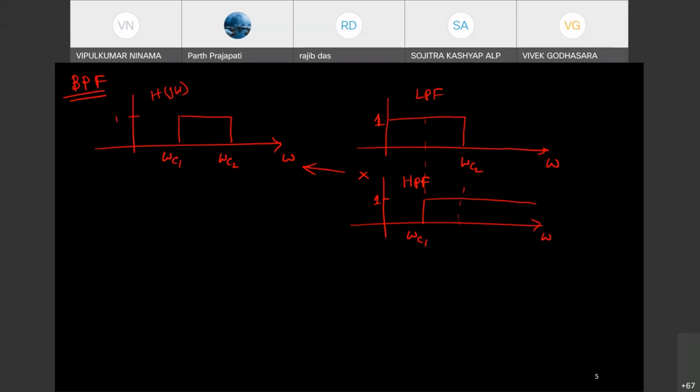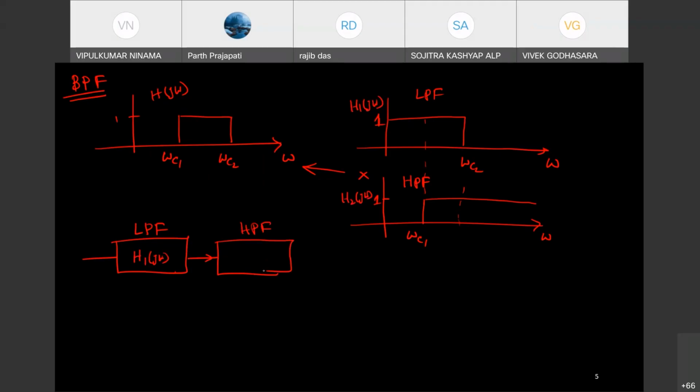What's the meaning? We should get the product of the low pass and high pass spectra. And when you get the product of two spectra, that is a convolution in time, meaning if we connect one after another, then only you will get it. So I can consider one low pass filter followed by a high pass filter, H1 of j omega and H2 of j omega, and I will get an equivalent band pass filter.